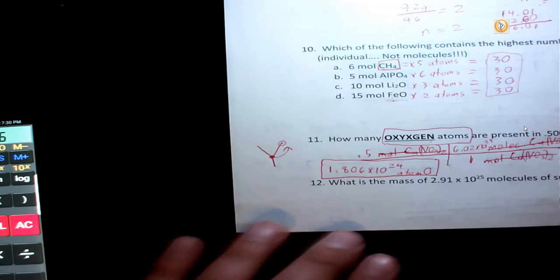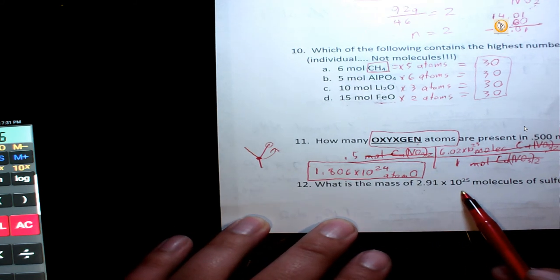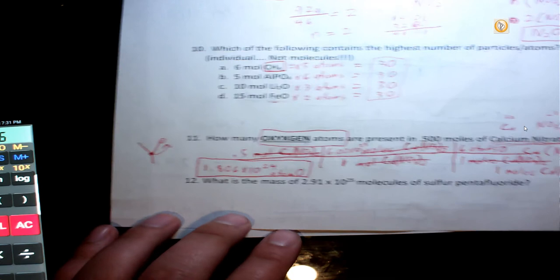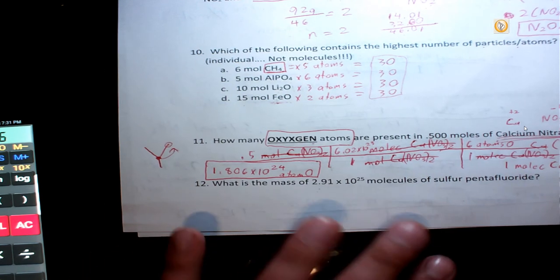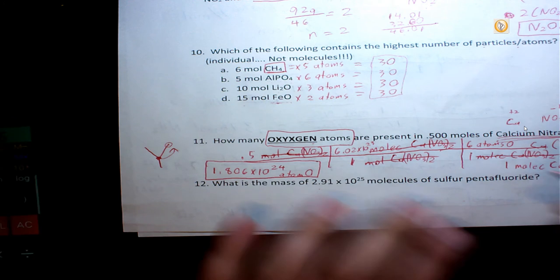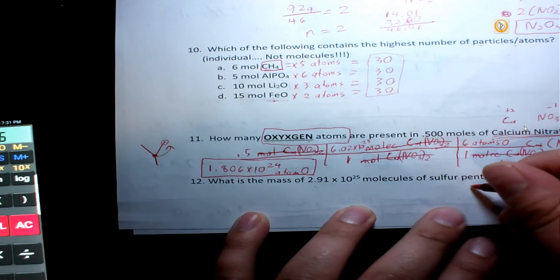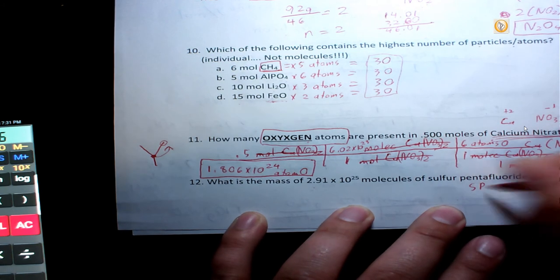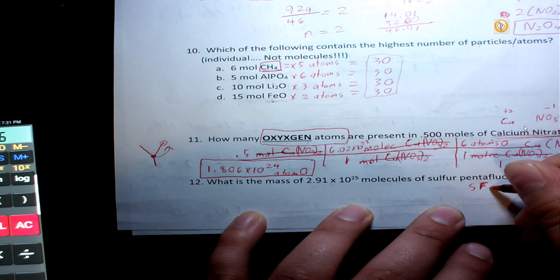All right, finally on this page, we need to know what is the mass of 2.91 times 10 to the 25th molecules of sulfur pentafluoride. So again, the first thing you have to do here is know the formula. Now we've got sulfur and we've got fluoride, so here we have a covalent bond. When we do that, we have prefixes to help us out. Sulfur is by itself, so we just have S, and penta means 5, so we have SF5.